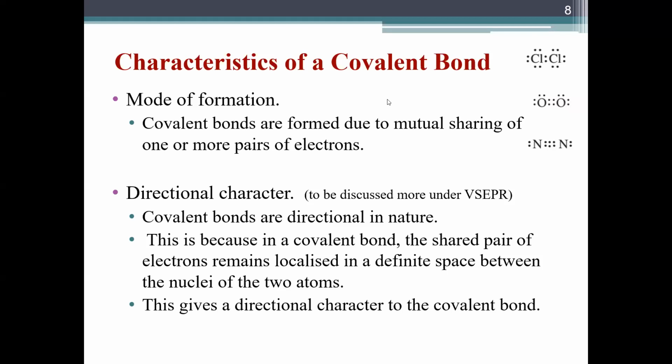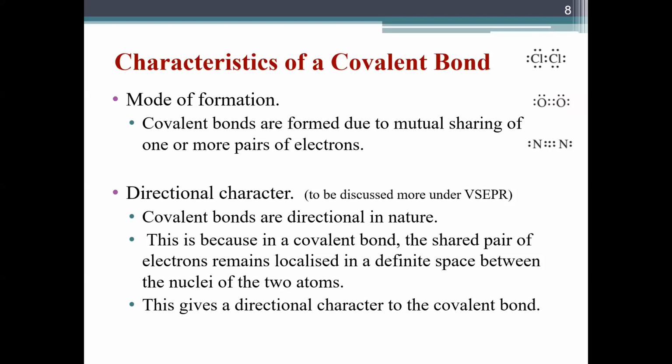Covalency is the number of electron pairs that are shared. That is what covalence is, and I've already explained that. VSEPR will come back; we'll be discussing this in subsequent lectures. So the electrons are localized in space.